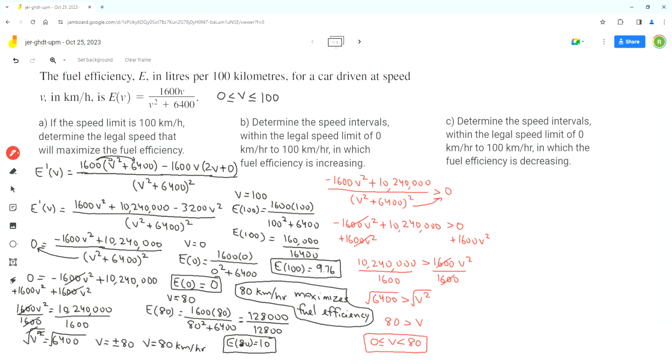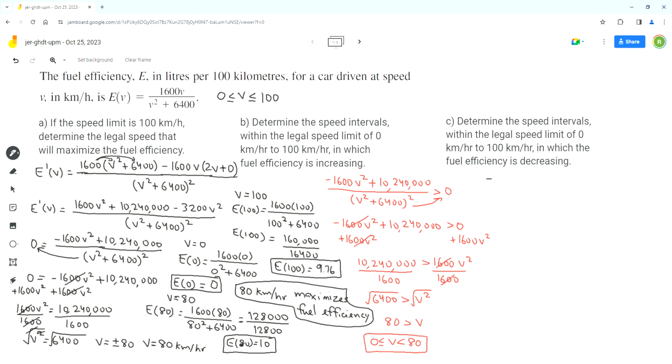Now we can analyze part C. In part C, we have to determine the speed intervals within the legal speed limit of 0 to 100 kilometers per hour in which the fuel efficiency is decreasing. So the same idea as part B, but instead of setting the derivative to greater than 0, it should be less than 0. Because when the fuel efficiency is decreasing, the slope of tangent will be negative.